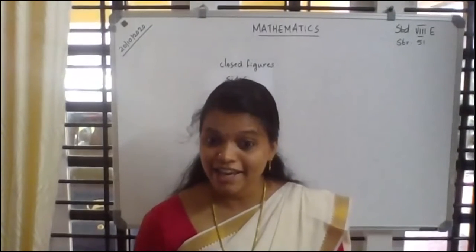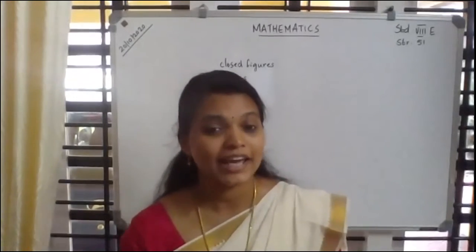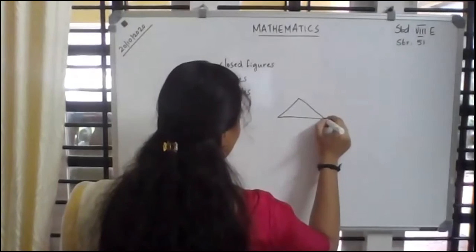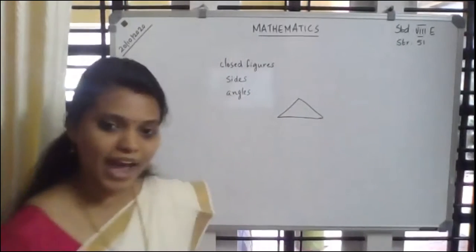Yes, it is a triangle. Very good. It's a triangle. How many sides? 3 sides. How many angles? 3 angles.